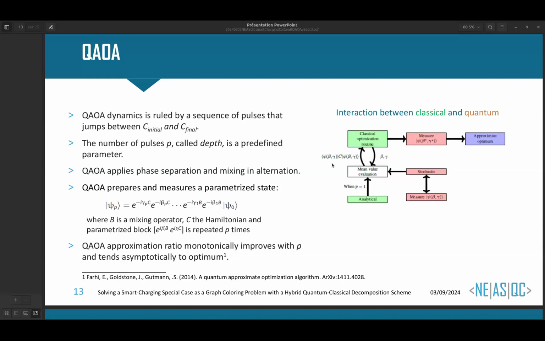If the depth is large enough, and also the time, then we have a guarantee that the approximation improves and tends to reach the optimum. But practically, P is really limited, as well as the simulation time. For this reason, usually we cannot expect to reach optimality.